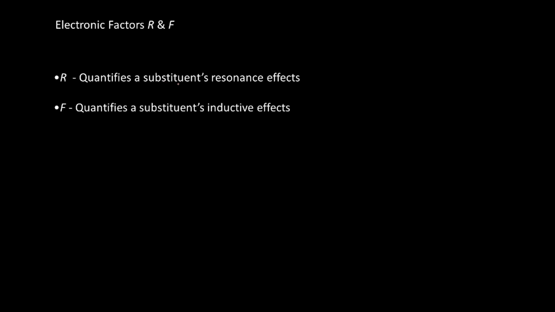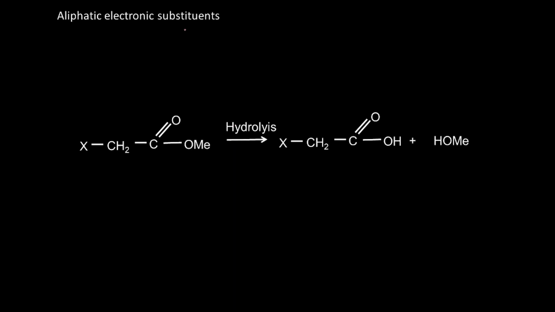So R quantifies a substitution's resonant effect. F quantifies the substitution's inductive effect. Okay, one is called the resonance, one is called the inductive, like I showed you here. If you look at aliphatic electronic substitutions, that is, we have the aliphatic group here.